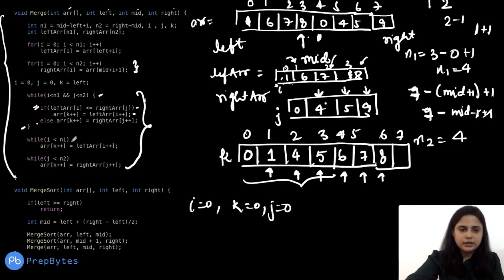So I check that if there is any element left in the first array, i is less than n1, which means there is still an element left in the first array. In that case, I'll simply copy all of this to here. But that is not the case here. J is still less than n2. So in that case, we will simply copy the remaining elements to this place. So I just copy 9 here. So this is the process of merging.